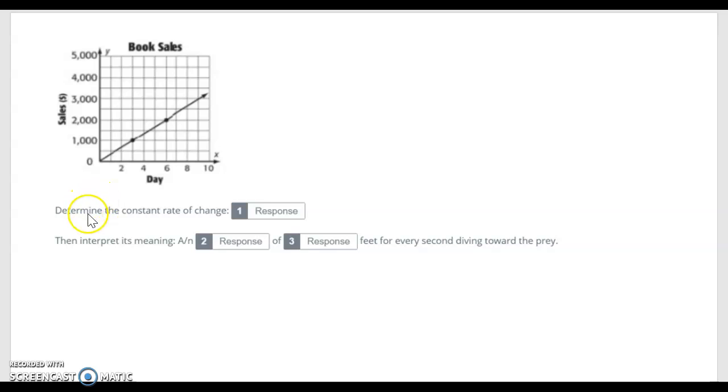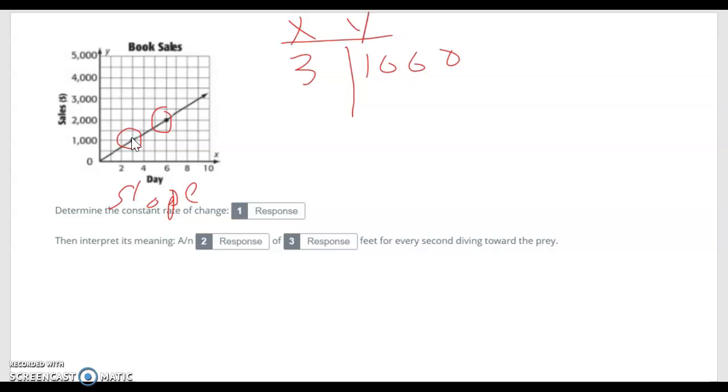Number 6, determine the constant rate of change. What we're going to do is again make the table. We're going to use that value and that value. Constant rate of change is we are actually finding slope. So slope and constant rate of change is the same thing. This value right here is 3, 1,000, my x and my y. This value right here is 6 and 2,000.